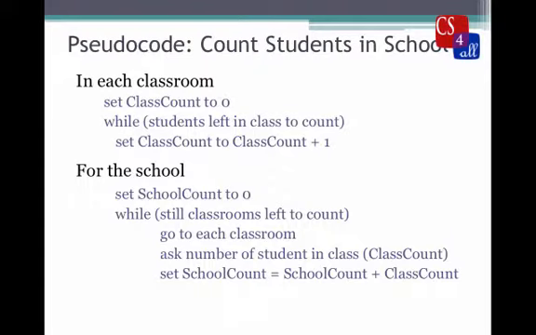And while there are still classrooms left to count, you would go to each classroom, ask that class how many students are in it, ask them for their variable class count, and then set the school count to equal the school count plus that classroom's class count. And you would repeat this for all the classrooms in the school. At the end, your school count would be equal to the number of students in your school.